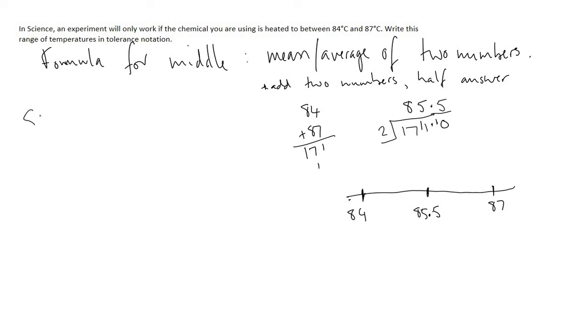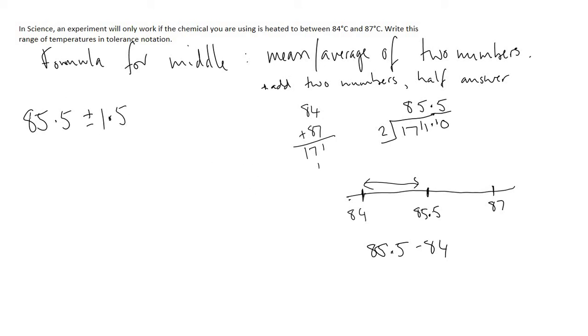So my tolerance notation is going to be 85.5 plus or minus something. And now to work out what that something is, I'm just going to subtract. So I'm going to do 85.5 subtract 84, and we can do that in our heads. To get from 85.5 to 84, I need to take away 0.5 to get me to 85, then take away 1 more to get me to 84, that's 1.5.